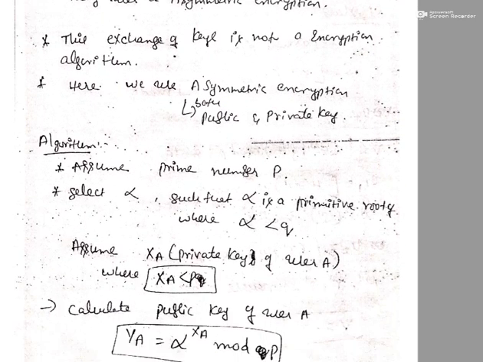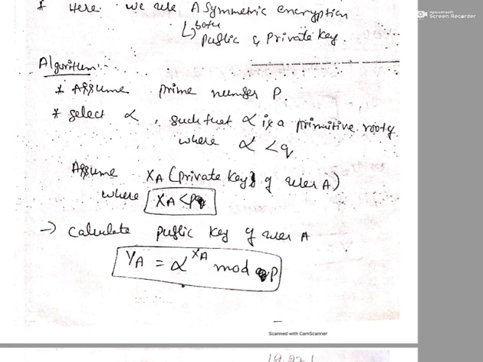For generating the key, first we assume a prime number. In the RSA algorithm we take two prime numbers, but here we take only one prime number. The first step is to select one prime number. Here I took that prime number as P.